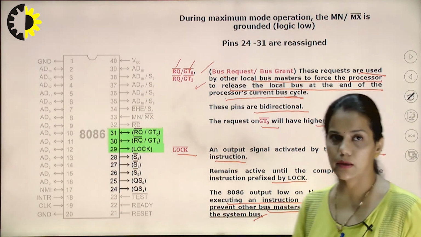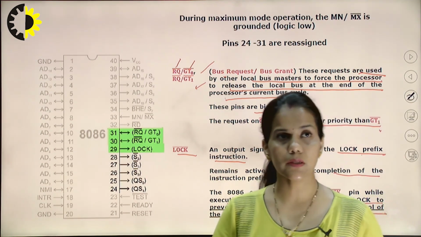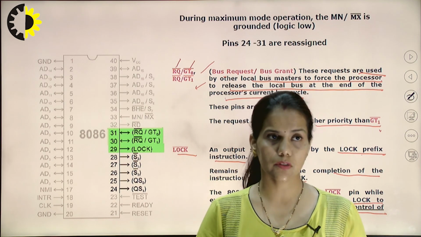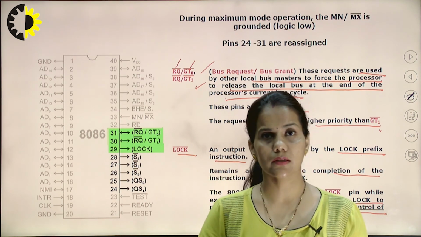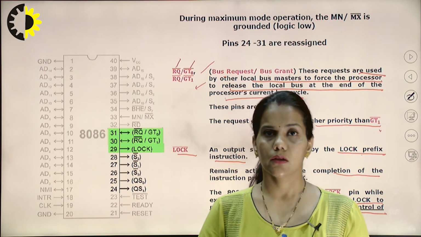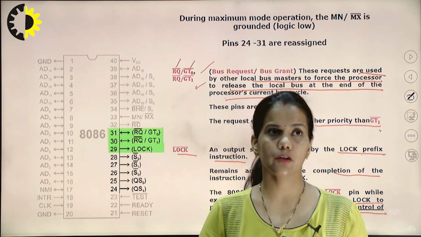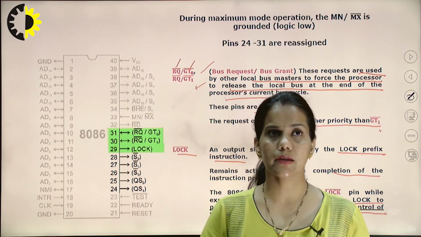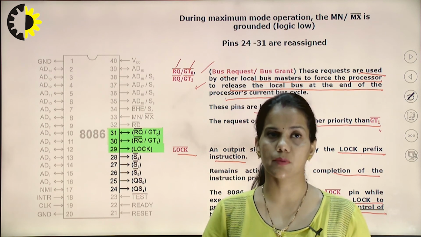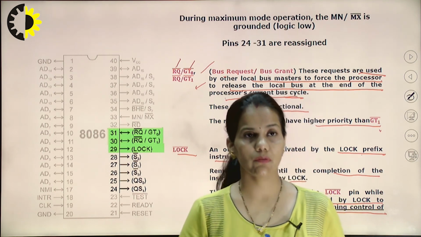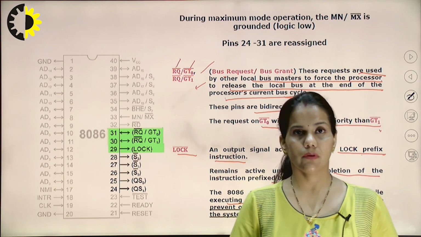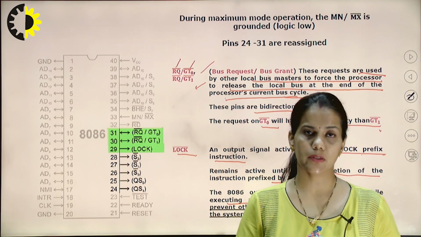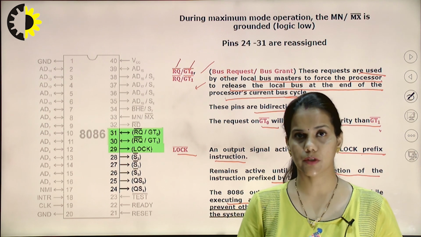So here I have discussed all the pins, the common pins which are common to both minimum and maximum mode, then we discussed the minimum mode pins which are connected to only the minimum mode, and lastly we discussed the maximum mode signals. In this way we complete the pinout of 8086. We will study the further topics related to 8086 in subsequent lectures.